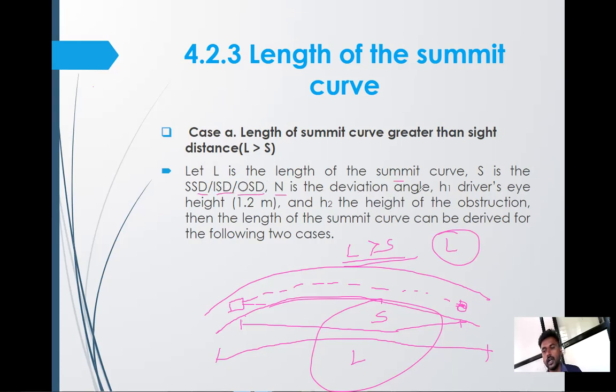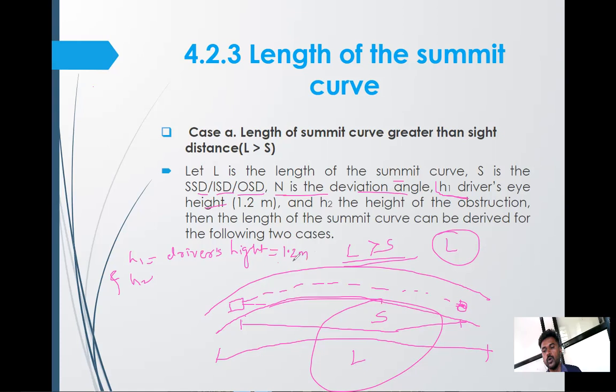N is the angle of deviation, H1 is the driver's height, and H2 is the height of obstruction. Here two new terms are introduced, H1 and H2. What is H1? It is the driver's height from the ground level, or the surface of the road, and this is standard.